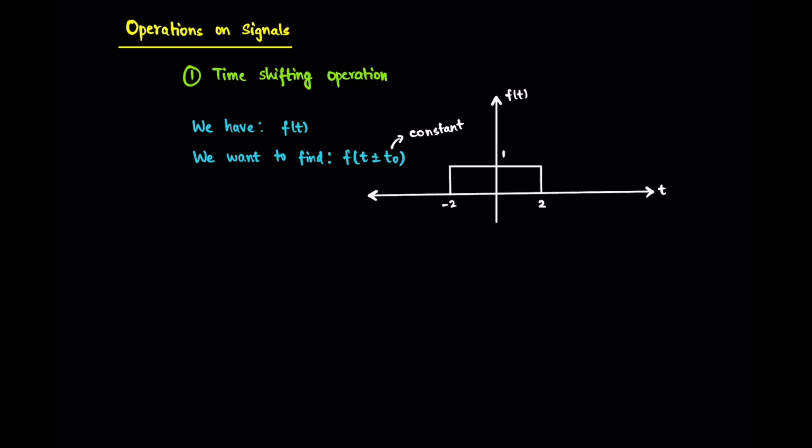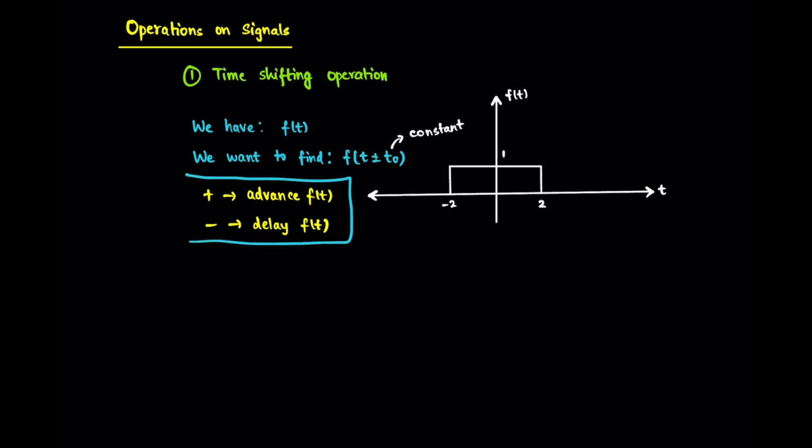We have two operators in this. The plus sign denotes that we are going to advance the f of t, and the negative sign denotes we are going to delay f of t. Alright, now let's talk about the advancing and delaying of the signal.